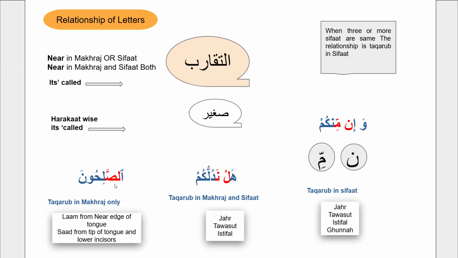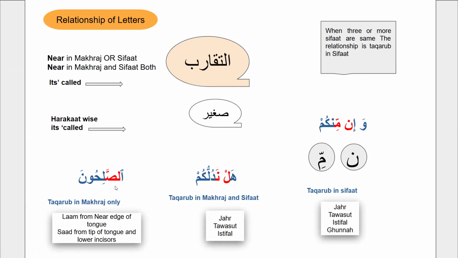Then we have another example of the letters lam and the sad. As-salihuna. When we look at the harakat of the two letters, the first is sakin, second is mutaharrik, so it's saghir relationship. When you look at the makhraj and the sifat of these two letters, we'll learn that they are taqarub in makhraj only. Lam is from the near edge of the tongue including the tip, and the sad is from the tip of the tongue and the lower incisors. So they are only taqarub makhraj wise, but not sifat wise.